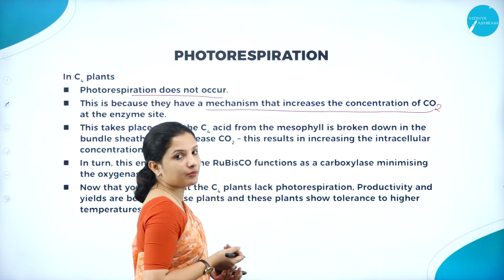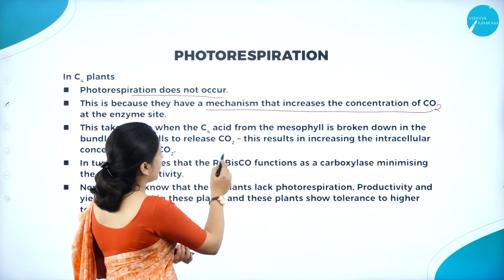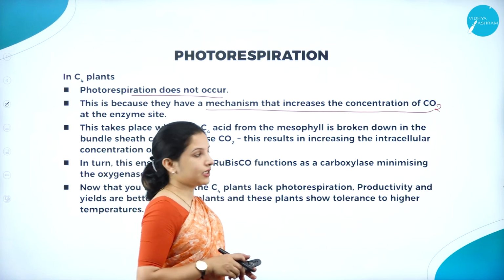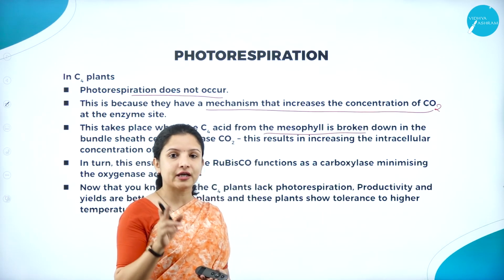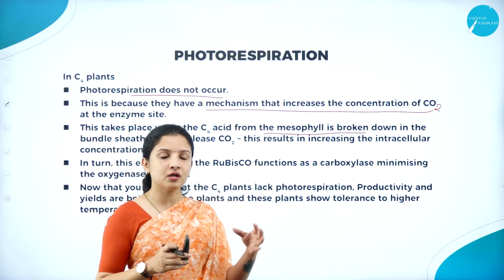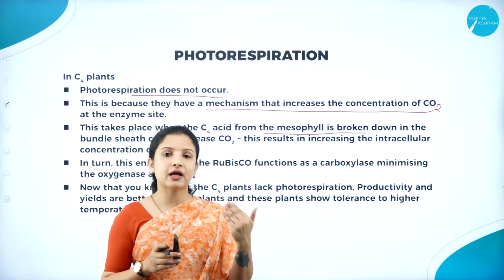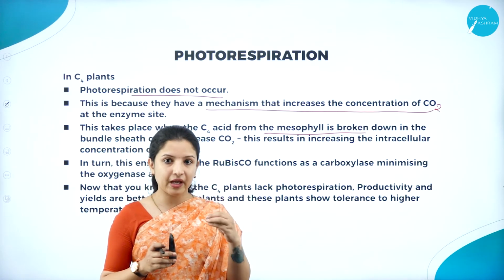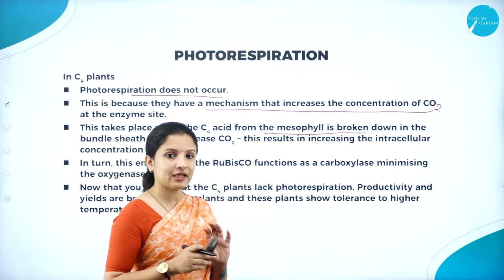and this increase in the carbon dioxide in the C4 plants actually takes place when the C4 acid comes from the mesophyll cell. What was the C4 acid? The oxaloacetic acid that was formed in the mesophyll cell. If you remember, the carbon dioxide that was there in the mesophyll cell was utilized and it was converted by PEP into a 4-carbon compound, which was oxaloacetic acid, right?